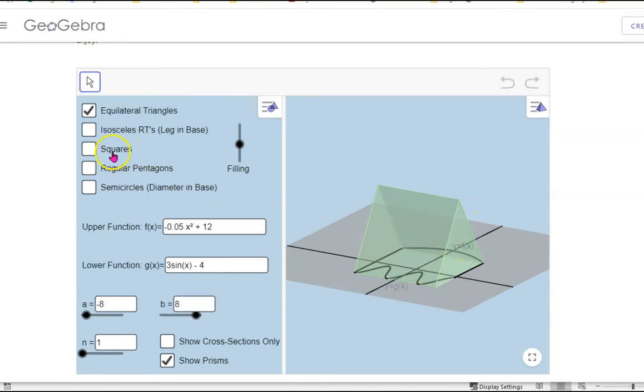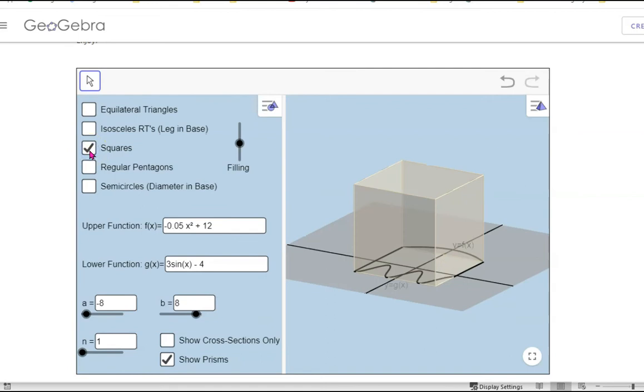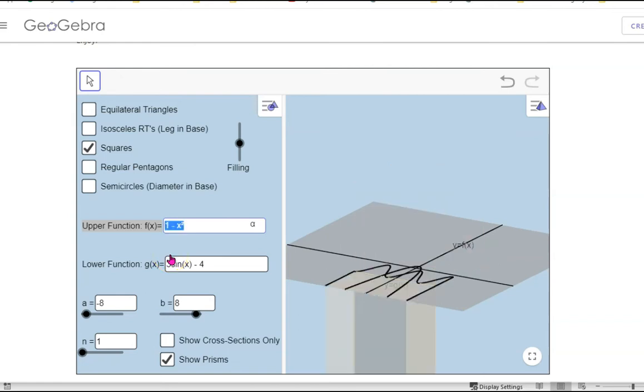We want our cross sections to be squares, so we're going to click on squares. Our upper function is going to be that downward opening parabola, 1 minus x squared. Yes, you can use the caret symbol to get the square. Now, the bottom of our shape is the x-axis, which is the equation y equals 0.